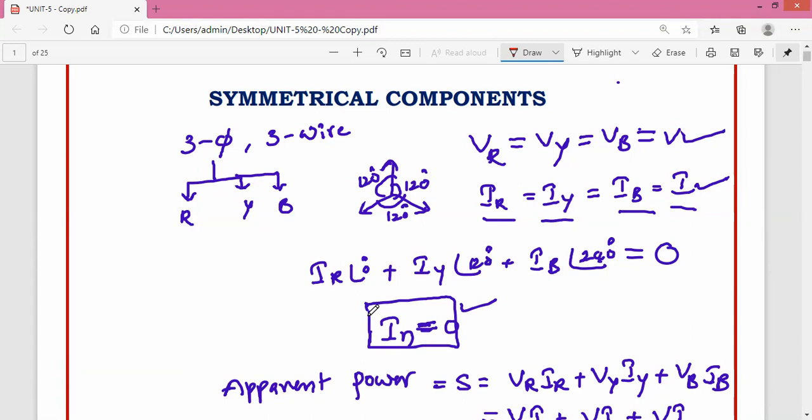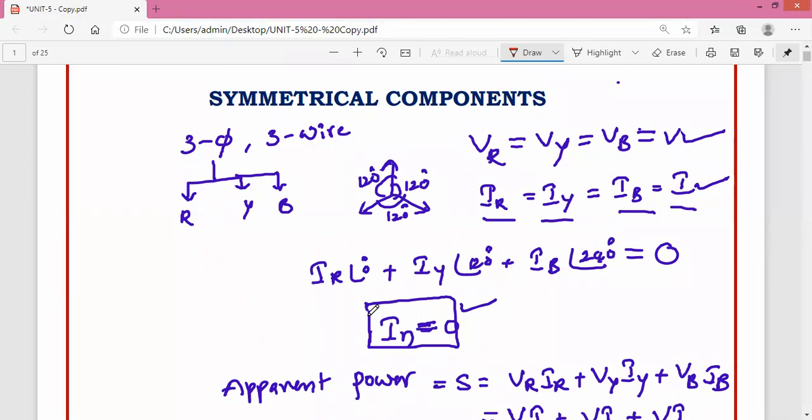R, Y, B phases in a balanced condition are equal in magnitude and are displaced by 120 degrees of phase shift. So in a balanced condition, the magnitudes of all the phases are equal: VR is equal to VY is equal to VB, which is considered as V, and IR is equal to IY is equal to IB, which is considered as I. Then the summation of all the currents in a balanced system will be equal to 0. This is not an arithmetical sum, it is a vector sum. IR at an angle of 0 degrees plus IY at an angle of 120 degrees plus IB at an angle of 240 degrees becomes 0. Therefore, the neutral current is equal to 0.